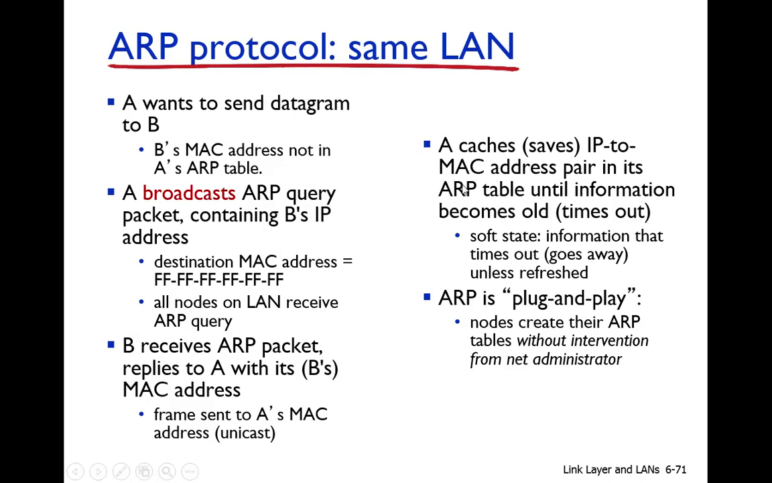And when A receives it, A will copy the MAC address into the packet, and it will also store this in the cache. So A caches, or saves, the IP to MAC address pair in its ARP table. It stores the MAC address and IP address received in the response message in its cache. The timeout is set so that the entry does not remain forever, because the nodes move.